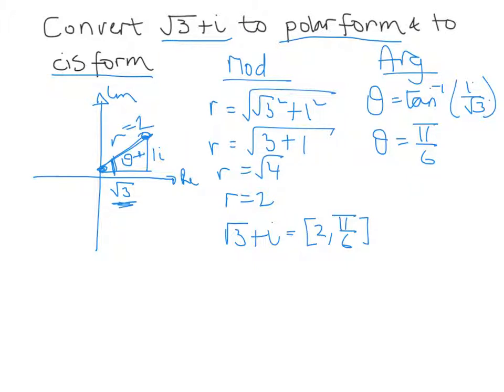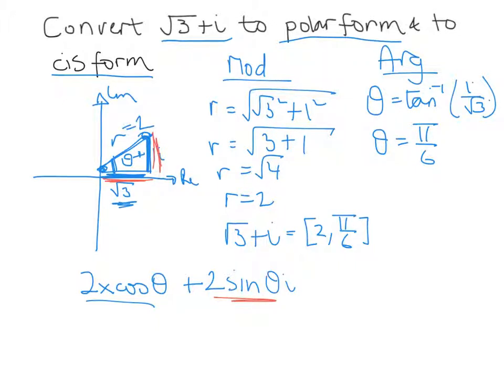Now I guess we could do it another way as well. We need to work out the adjacent side here. We could say that'll be 2 times cos theta, plus, we need to work out the opposite side here, plus 2 sine theta i. So this part here is how far we've gone across in an adjacent direction, and this part here is how far we've gone up here.